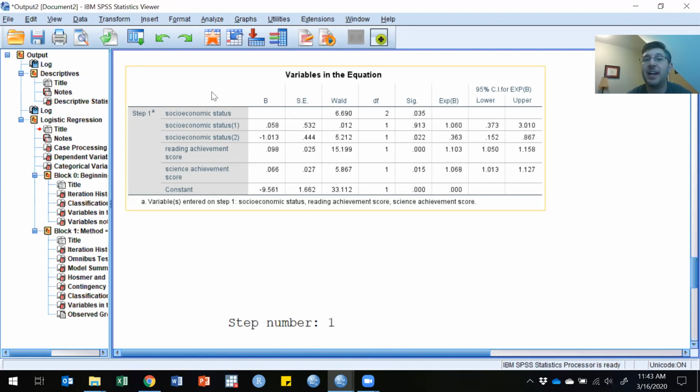We see here that low SES compared to high SES was not statistically significant, but the medium SES group compared to the high SES group was statistically significant, and now the odds ratio is less than 1.